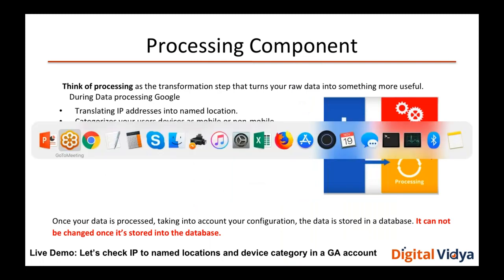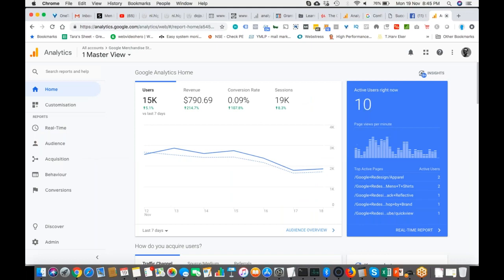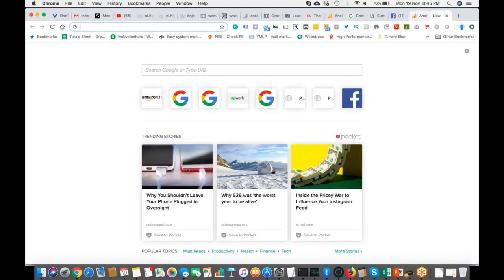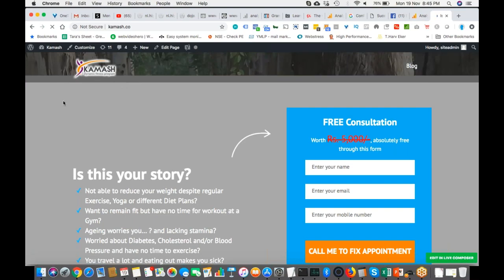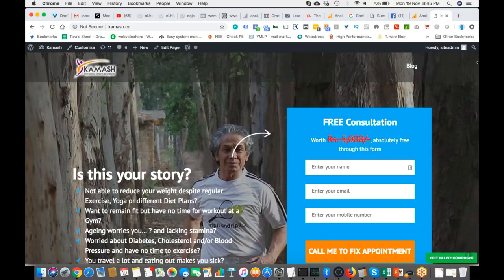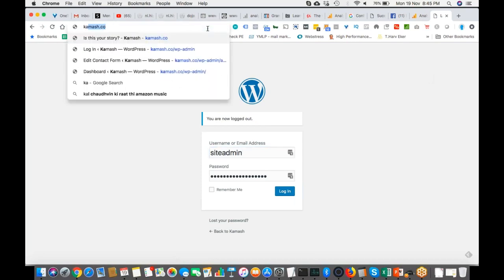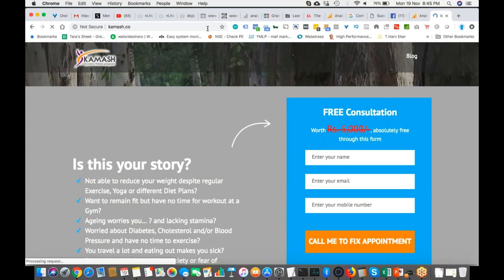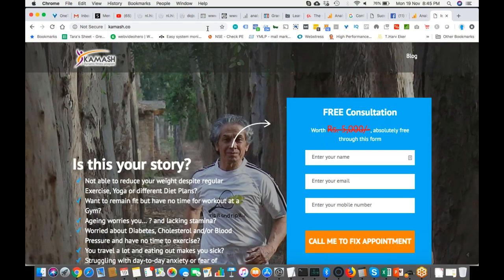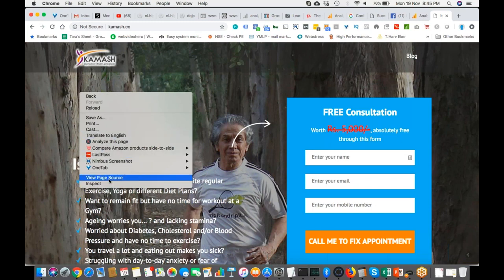The only important thing that I want to share with you here are two plugins. If you go to a website like this and you want to check if the analytics tracking code is present on the page that you are viewing or not, you can always right click and go to the View Page Source option, and check if the analytics tracking code is present or not.